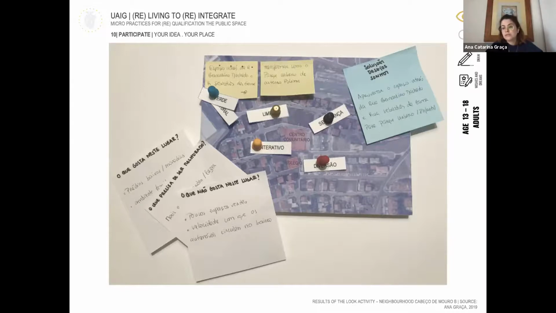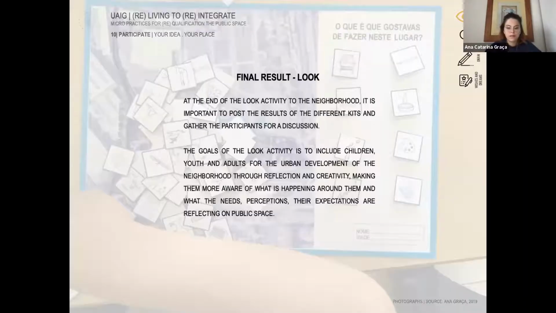What do you like about this place? What don't you like about this place? And what needs to be improved? The goal of the look activities is to include children, youth and adults in the urban development of the neighborhood through reflection and creativity, making them more aware of what is happening around them, their needs, perceptions and expectations, reflecting on the public space.